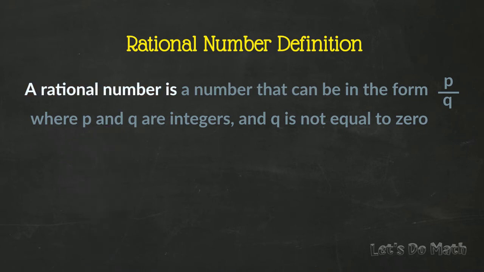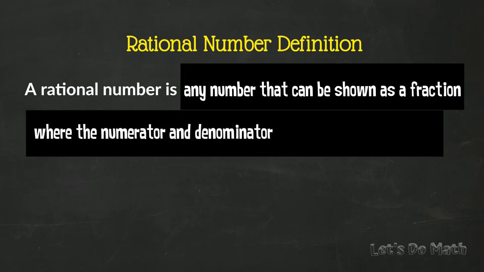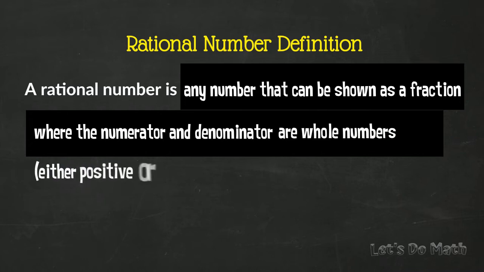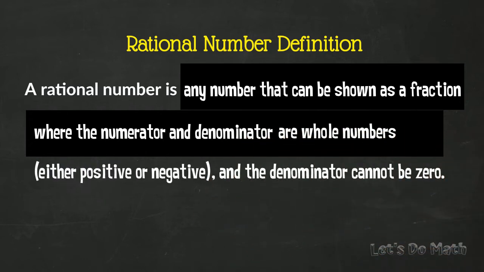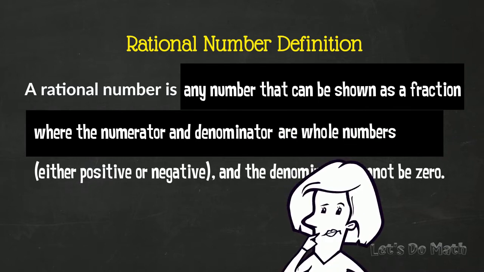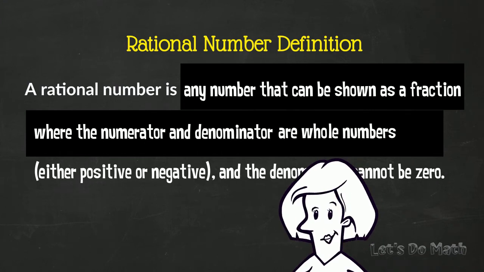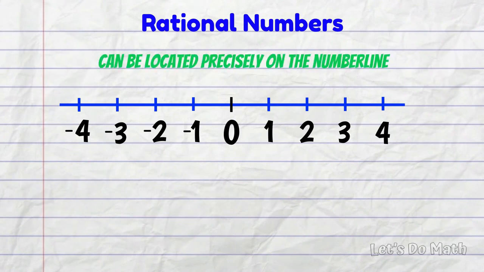A rational number is any number that can be shown as a fraction where the numerator and denominator are whole numbers, either positive or negative, and the denominator cannot be zero. Now, I'm a very visual person and that sort of helps me, but I think we all find it easier when I bring in a number line and say that a rational number can be located precisely on it.